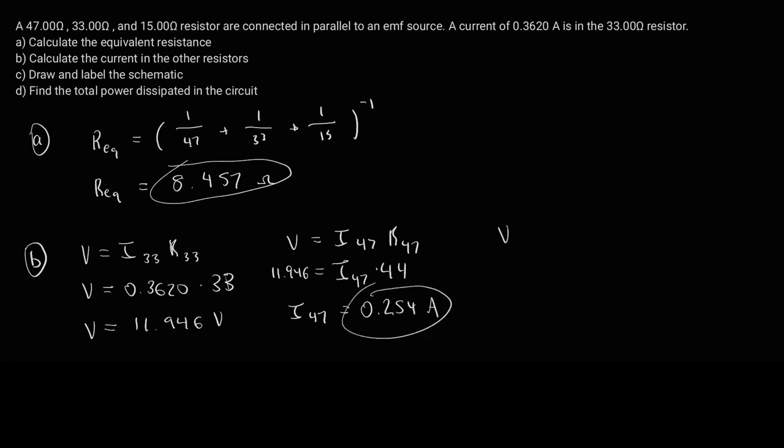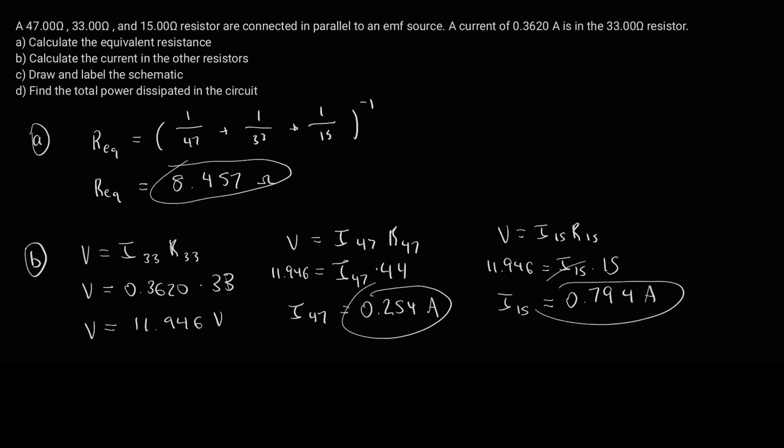Now for the final resistor, which is 15 ohms. We can use the same voltage. That's equal to I times the resistance of the 15 ohm resistor, which is 15. So we get the current of the 15 ohm resistor to be 0.794 amps. So that's that.